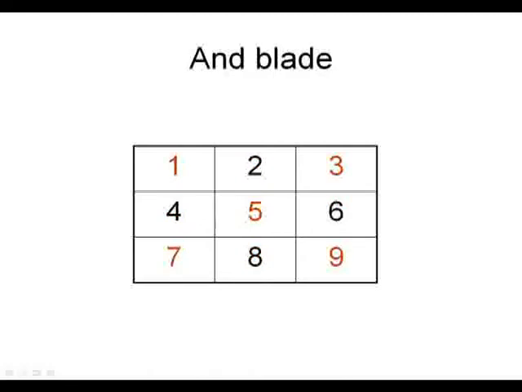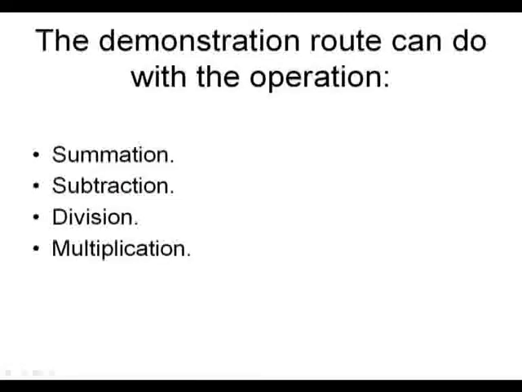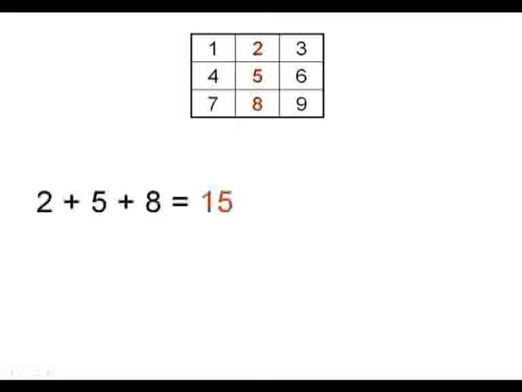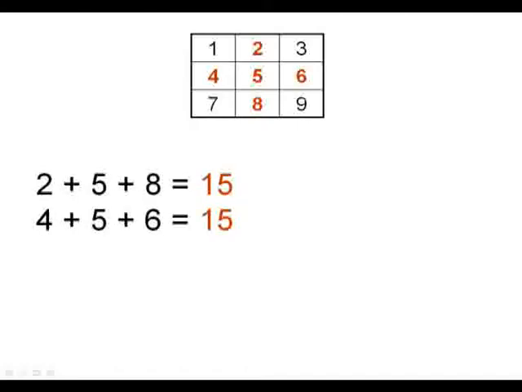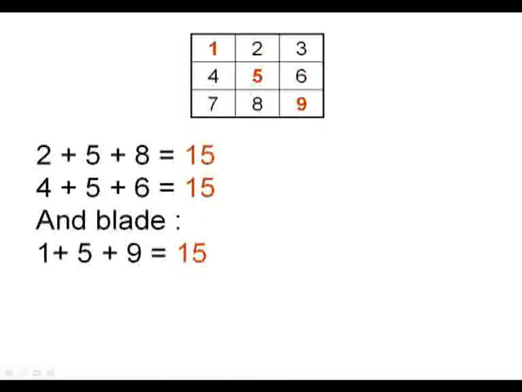And the blade. The demonstration root can be done with the operations: summation, subtraction, division, multiplication, among other ways that you can find on the web. Summation. If we take the vertical and add all such terms, we get the number 15. In the horizontal we proceed in the same way and get the number 15. The diagonal gives us 15. And the last diagonal gives us 15 as well.